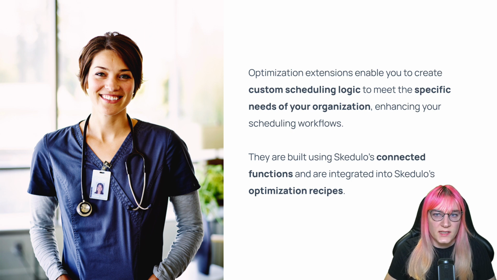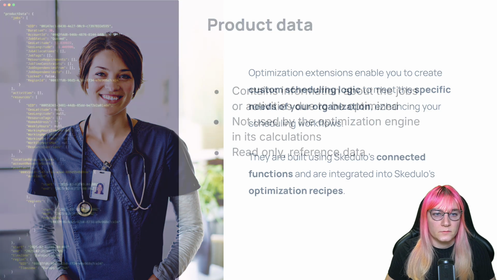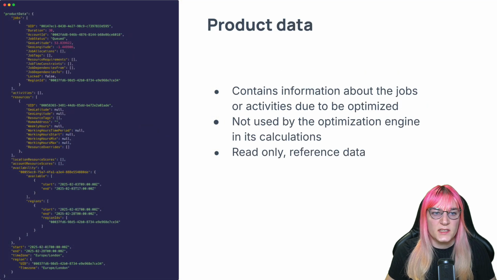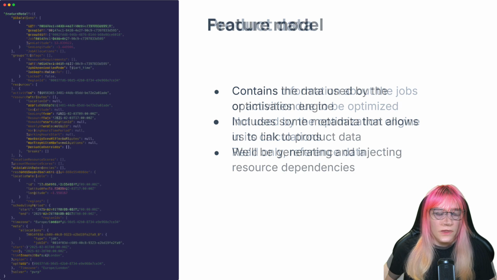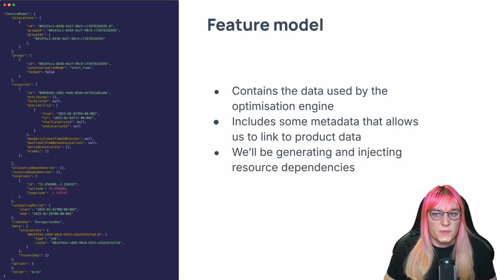But first, let's take a look at some of the technical aspects of optimization extensions. There are two main things to understand when building one. The product data object. This contains information about the jobs that are due to be optimized. However, it does not contain anything that the optimization engine actually acts upon. It's read-only reference data. The feature model. This contains the data that the optimization engine actually uses. And for our use case, we're going to be generating and providing it with new resource dependencies. Don't worry if this isn't completely clear yet. We will be digging further into these as we build our extension.